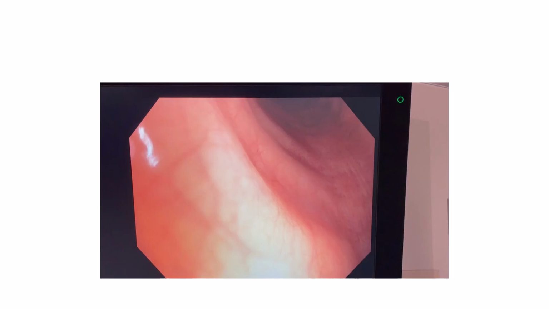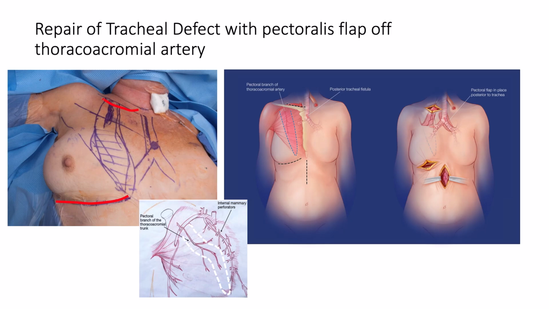We elected to perform reconstruction of this using a pedicled right pectoralis muscle flap that was brought down and used to reconstruct the posterior membranous portion of the trachea. Alternatively, an intercostal muscle flap can be used, or other muscle flaps with myocutaneous approach can be used. This is a repair of the tracheal defect with pectoralis flap off the thoracoacromial artery. The illustration of this technique is seen to the right, and this is, again, a pectoralis reconstruction of the trachea.